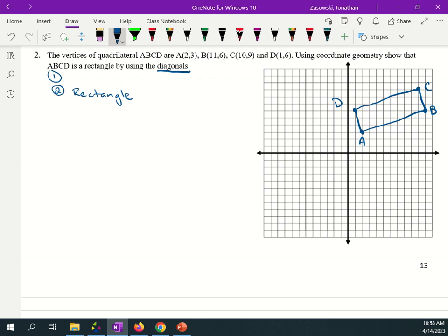What do we think? They are congruent. Good. So a rectangle has congruent diagonals, but there's a problem. Isosceles trapezoids also have congruent diagonals. So we can't just do this because it could be 2 different shapes. So very good. They also bisect the angles, but that's really hard to prove on a graph, right?